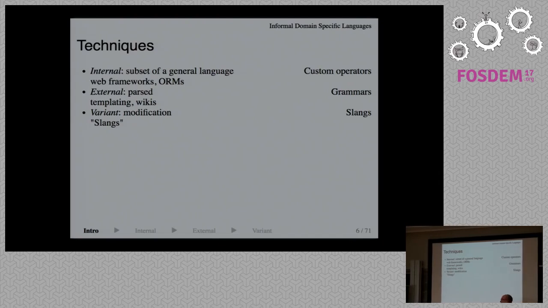So for each of these categories, internal, external, and variant, I'm going to talk about a Perl 6 technique that can be used to create informal DSLs in this category. We'll start with internal. I'll pick an example from each one, and then an application of the technique to generate a language.